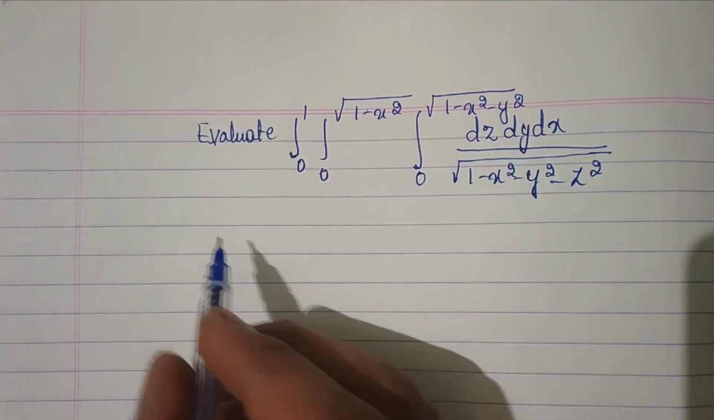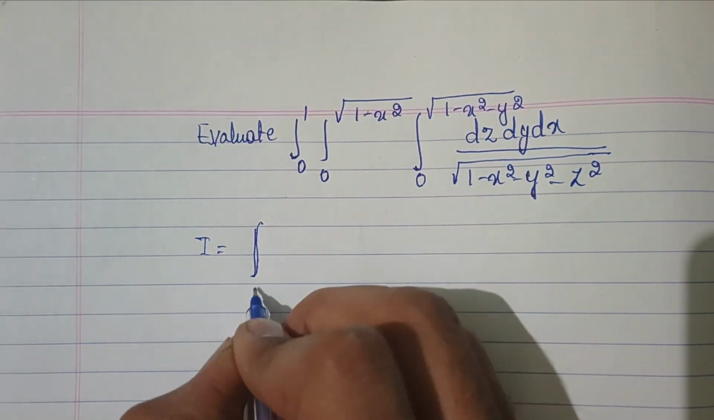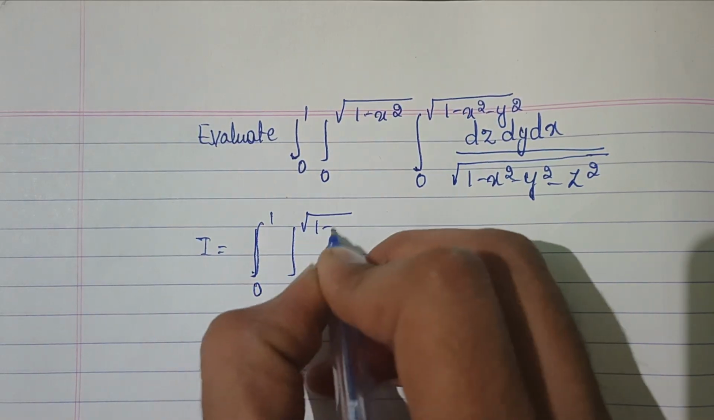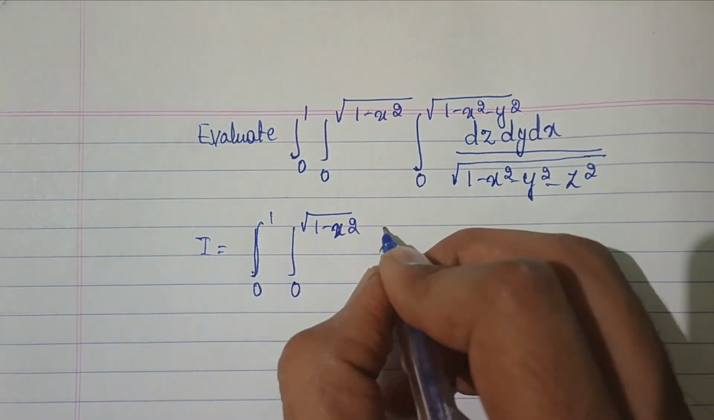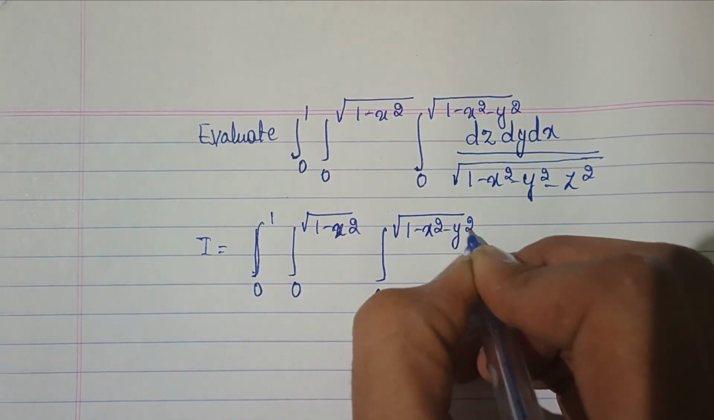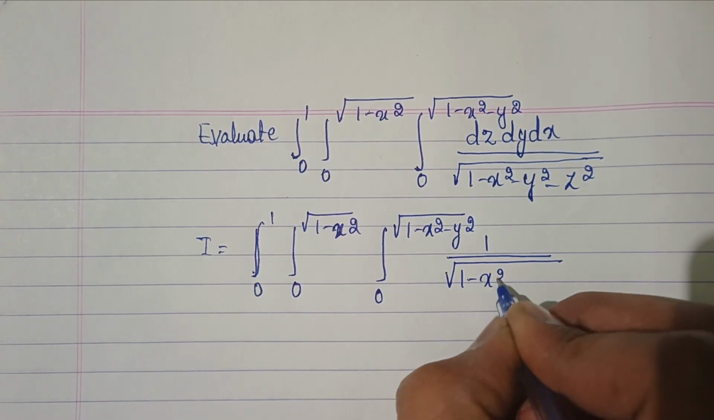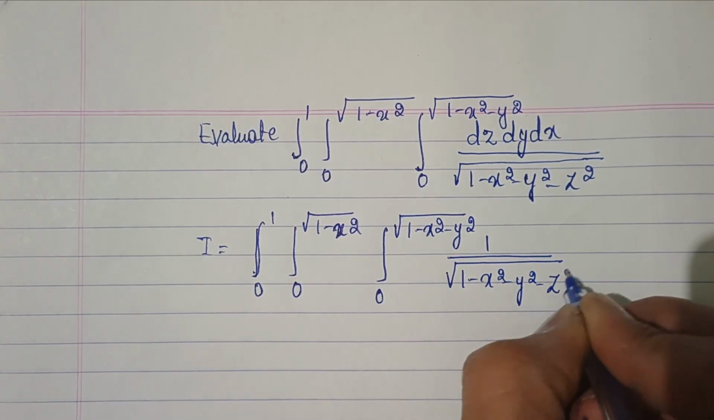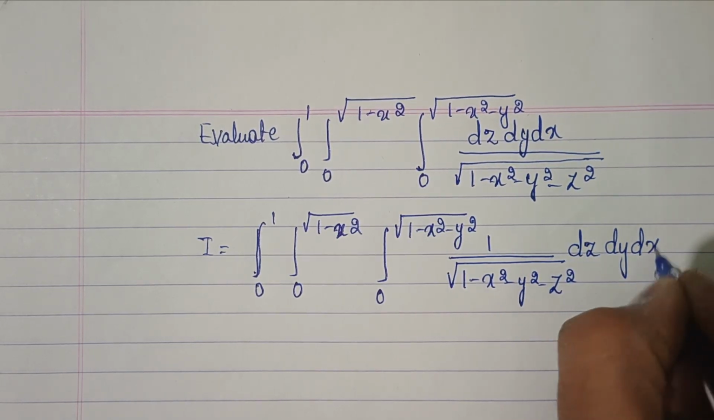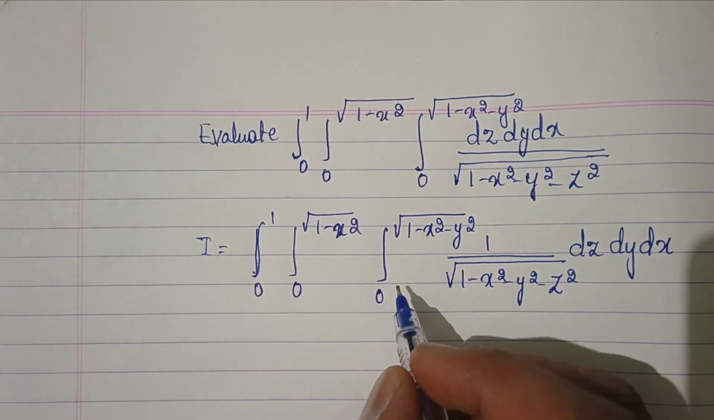So first we write I is equal to integration of 0 to 1, integration of 0 to root of 1 minus x square, integration of 0 to root of 1 minus x square minus y square, 1 divided by 1 minus x square minus y square minus z square, dz, dy, dx. Okay. Next, here you have to find the x, y, z terms.